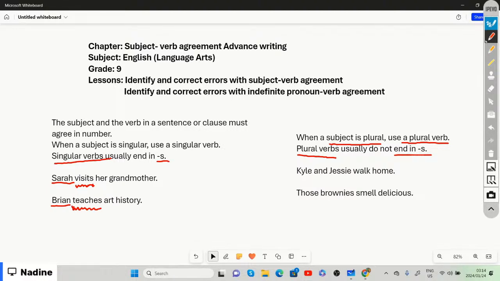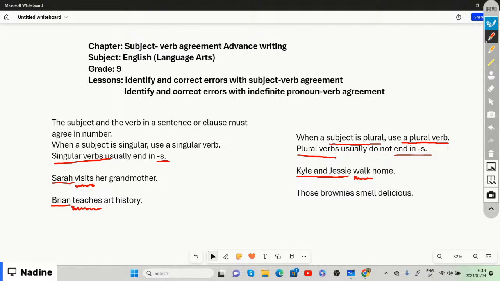For example, Kylie and Jesse. This is more than one person, it's two people. It's plural. So Kylie and Jesse walk home. Not walks home, just walk home. So Kylie and Jesse walk home.